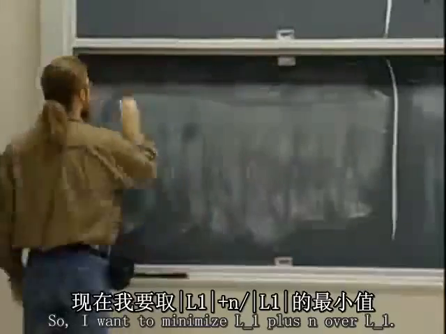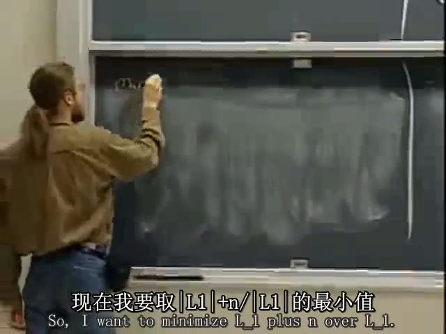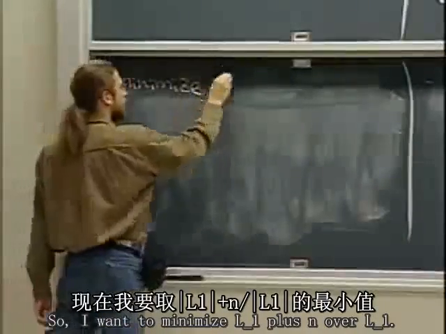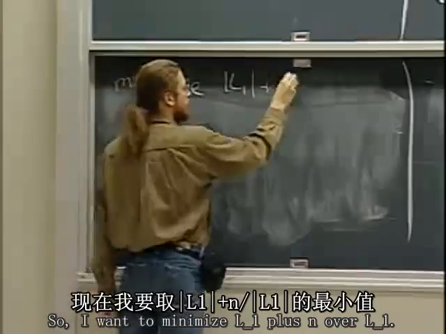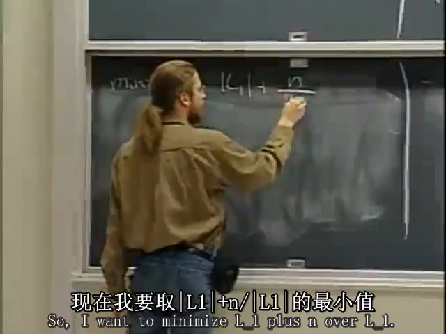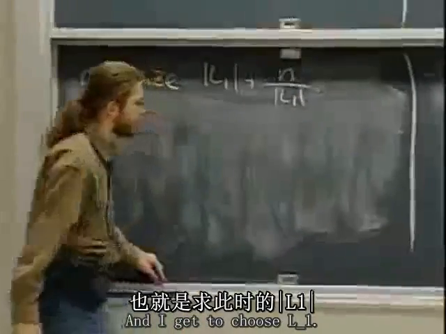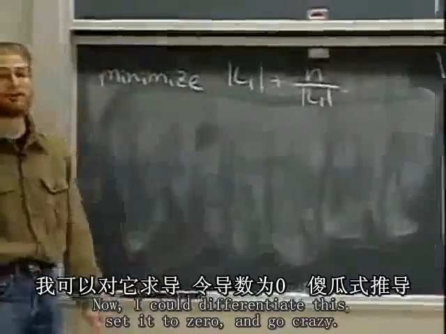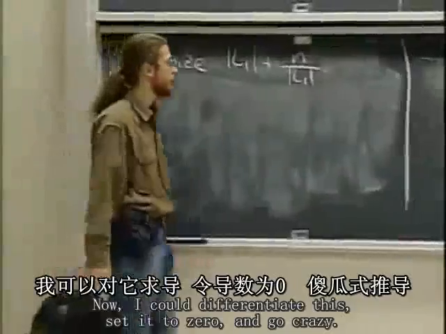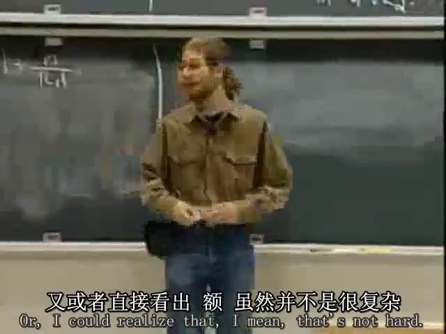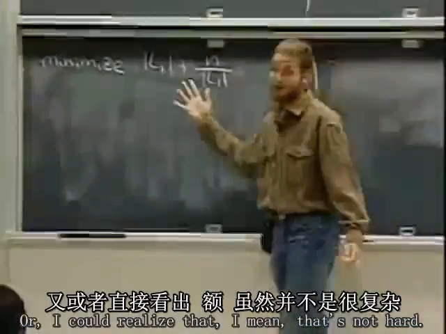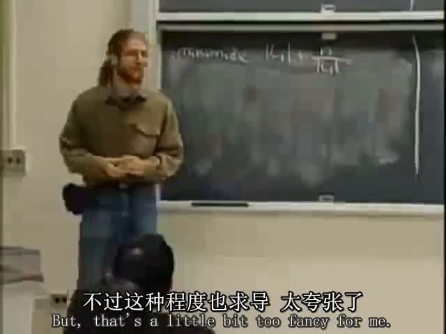So I want to minimize L1 plus n over L1. And I get to choose L1. Now I could differentiate this, set it to 0, and go crazy. Or I could realize that, I mean, that's not hard, but that's a little bit too fancy for me.